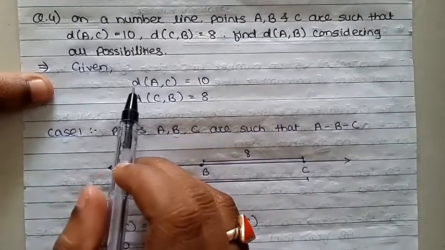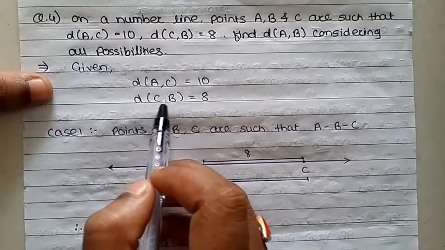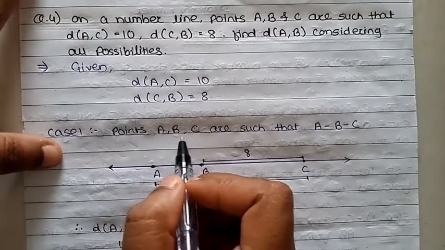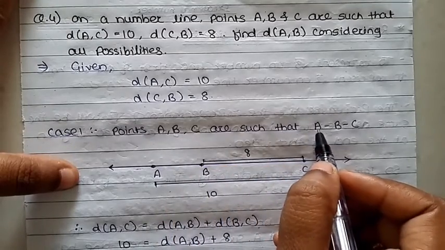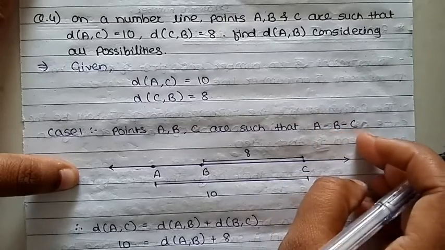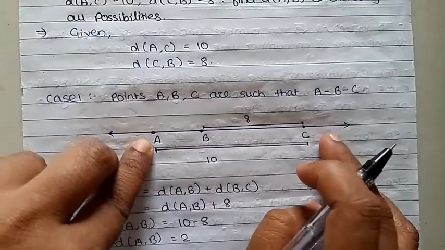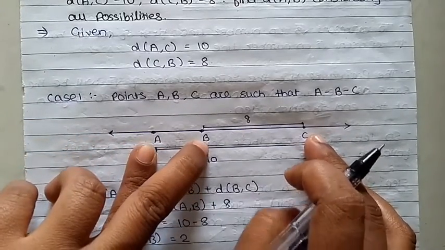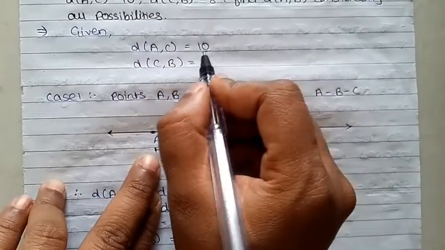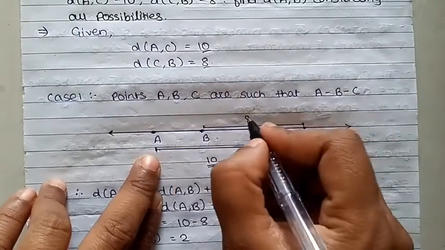Write down the given statement as it is. That is, the distance between A and C is equal to 10 and the distance between C and B is equal to 8. So case 1 is what? Points A, B, C are such that A-B-C, that means point B is in between points A and C. Just observe this figure here. Point A is there and point C is there, and in between B is there, correct? So what is the distance between A and C as given in your question? That is 10, so write down 10 here. Then what is the distance between B and C? That is 8, so write down 8 here.